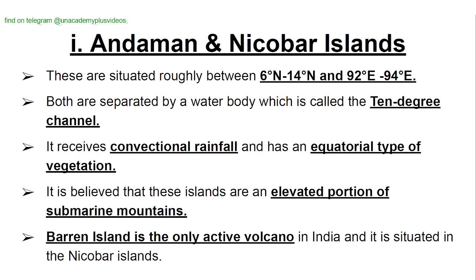Andaman and Nicobar Islands. Both are separated by a water body called the Ten Degree Channel. It receives convectional rainfall and has an equatorial type of vegetation. These are the elevated portions of submarine mountains. Barren Island is the only active volcano in India and is situated in the Andaman and Nicobar Islands.